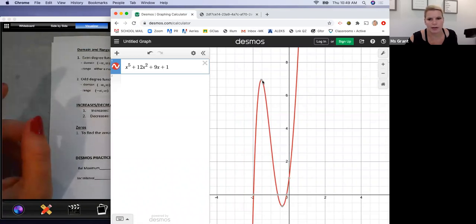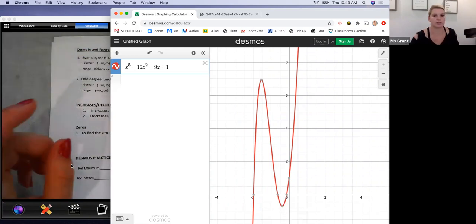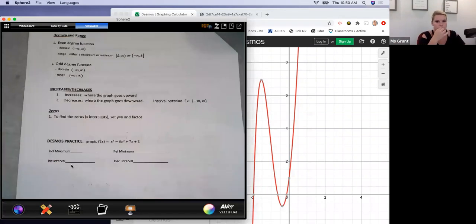It starts to decrease right here and it goes down, down, down to here. So I would write that as an interval from negative 1.5 to negative 0.3. That would be my decreasing interval. You write it in interval notation, just like we had before. This one on the screen increases in 2 places. Okay.